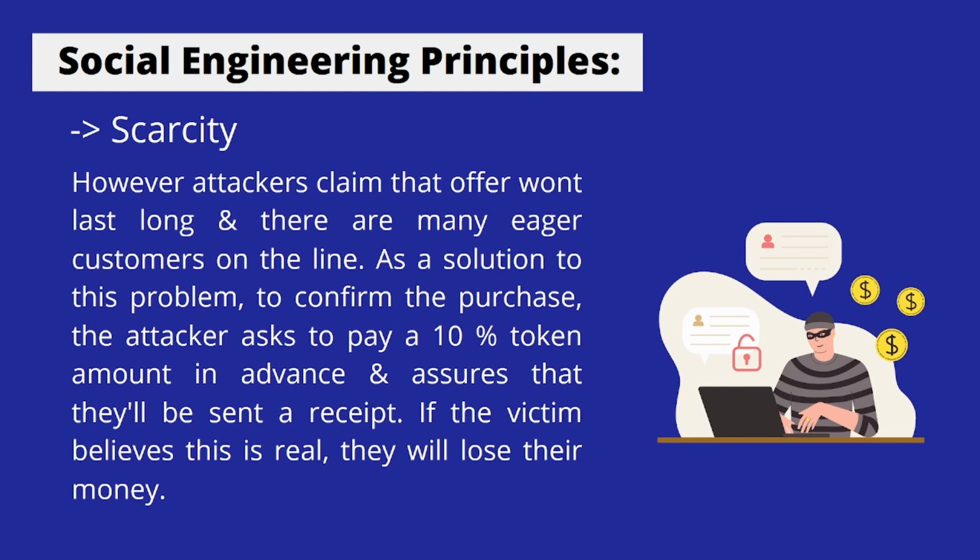When the target is really interested in the 80% discount, the attacker claims that the offer won't last long and that there are many eager customers on the line. As a solution to this problem, to confirm the purchase, the attacker asks the victim to pay a 10% token amount in advance to book the car and assures that they'll be sent a receipt for their purchase. If the victim believes that this is real, then they will transfer the money and lose their money.